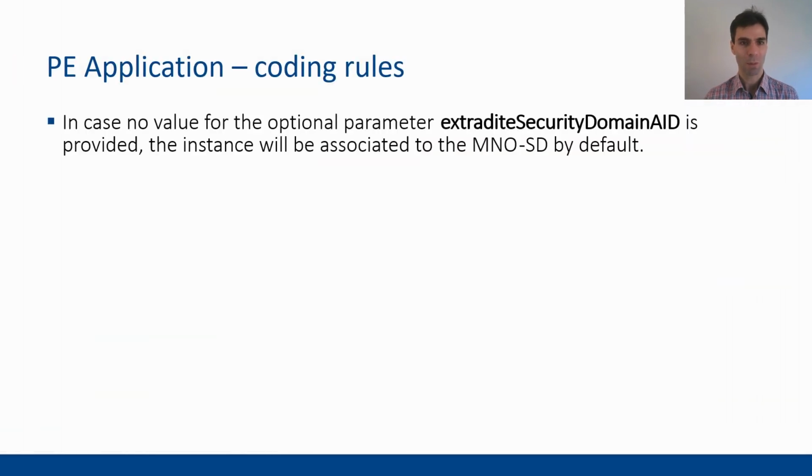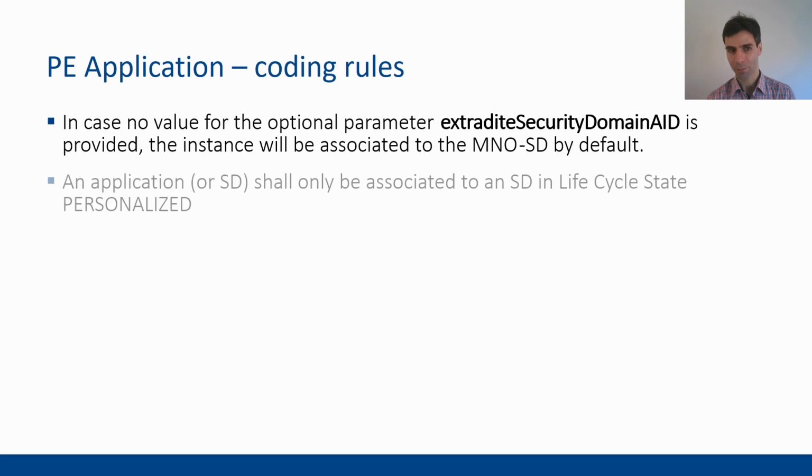Some coding rules for the PE application. In case no value for the optional parameter extradite security domain AID is provided, the instance will be associated to the MNO SD by default. An application or security domain shall only be associated to a security domain in lifecycle state personalized. That's very important.